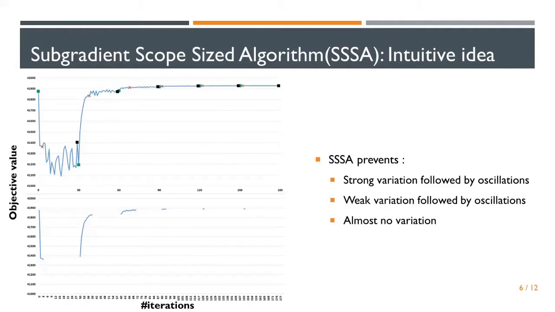SSSA's idea is to cut the optimization step, that is, break the iteration over scope, if one of the following pathological cases arises. First, a strong variation followed by oscillations. Second, a weak variation followed by oscillations. Then, almost no variation.